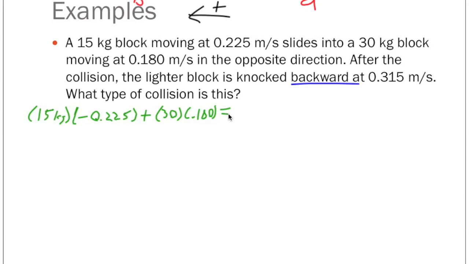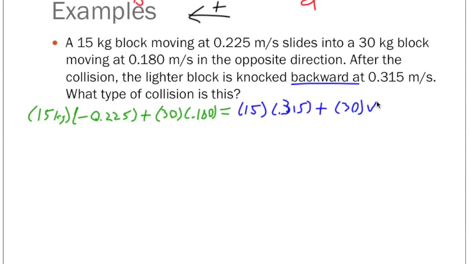The momentum afterwards would be the 15 of the first block times its velocity, which is going to be 0.315, because it's moving in the positive direction, plus the momentum of the second block, which is its mass, 30, times its velocity, which we don't know. So we'll just say 30v.